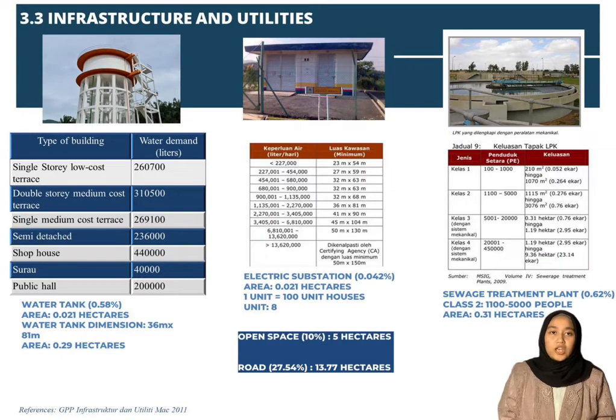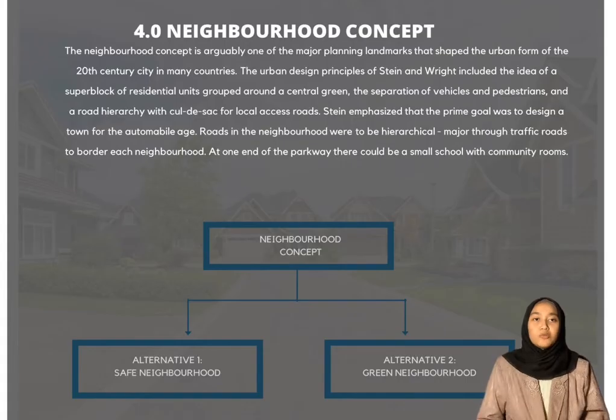Let's move to infrastructure and utilities. The first one is the water tank that is 0.58% from 1.24%, and the dimension of the water tank is 36 meters multiplied by 81 meters based on water demand on each building. And they will have 8 units of electric substation, which is 1 unit electric substation equal to 100 units of houses. Lastly, we will develop the second class of sewage treatment plant that accommodates 1,100 to 5,000 people and the size is 0.31 hectares. Now I will share my neighborhood concept.